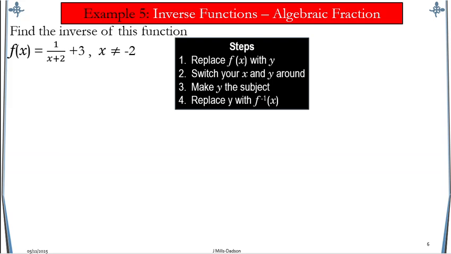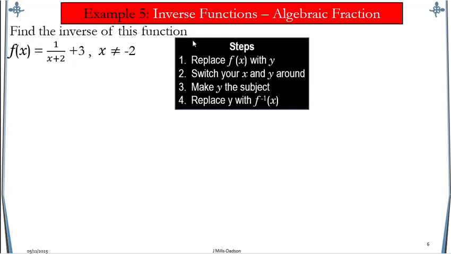Hello, welcome back. Again, this is the fifth example of inverse function involving algebraic fraction. So we have f of x equals 1 over (x plus 2), plus 3, and the restriction is x is not equal to negative 2. The purpose of the restriction is that we don't want this denominator to become 0, or the function doesn't exist. That's why the restriction is there.